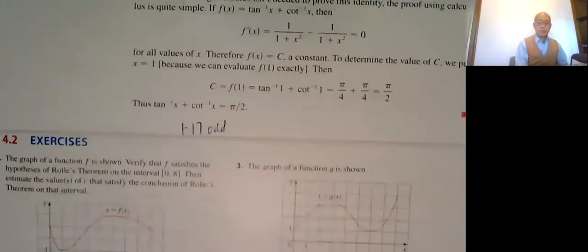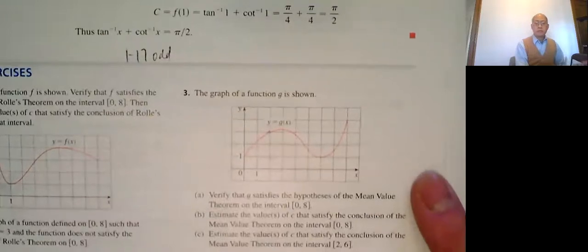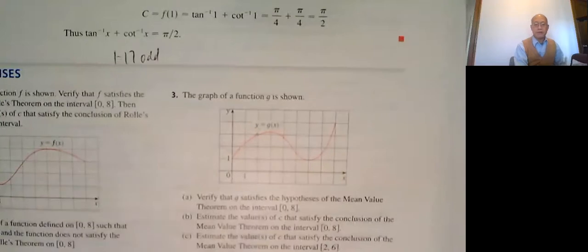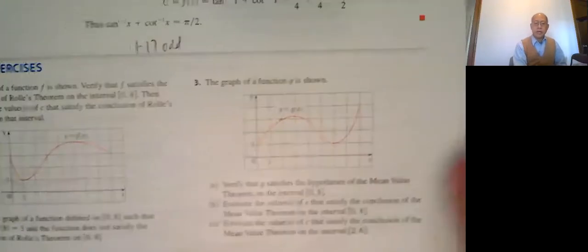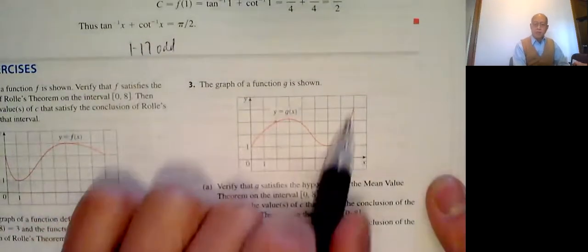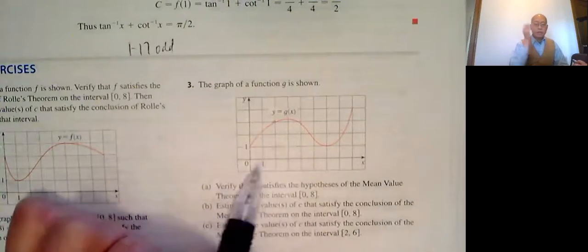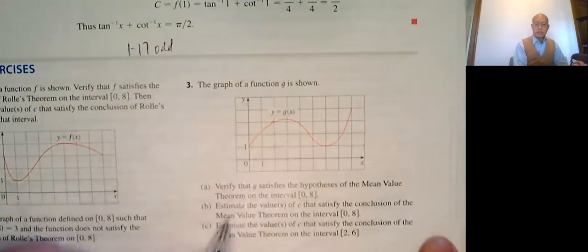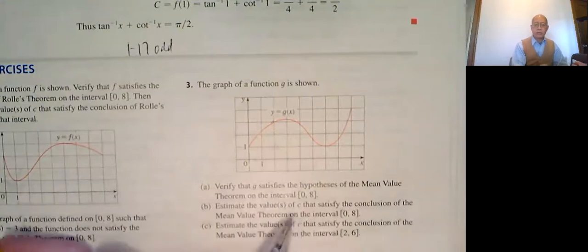Okay, so for number 3, now we're using the mean value theorem. Verify that G satisfies the hypotheses of the mean value theorem on the interval from 0 to 8. Okay, so continuous everywhere, differentiable, right? Differentiable means I can draw a tangent line. Okay, so satisfy. B, estimate the values of C that satisfy the conclusion of the mean value theorem on the interval from 0 to 8.